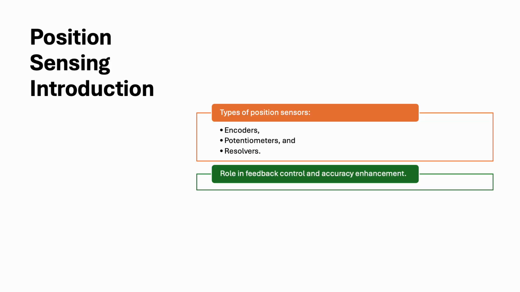Position sensing introduction. Here, encoders, potentiometers, and resolvers are the main position sensors, playing a role in feedback control and accuracy enhancement. I would strongly suggest you look into these topics on Google Scholar or IEEE Xplore to enhance your knowledge of encoders, potentiometers, and resolvers. That will give you first-hand experience and exposure to see what other researchers have conducted in their research work.